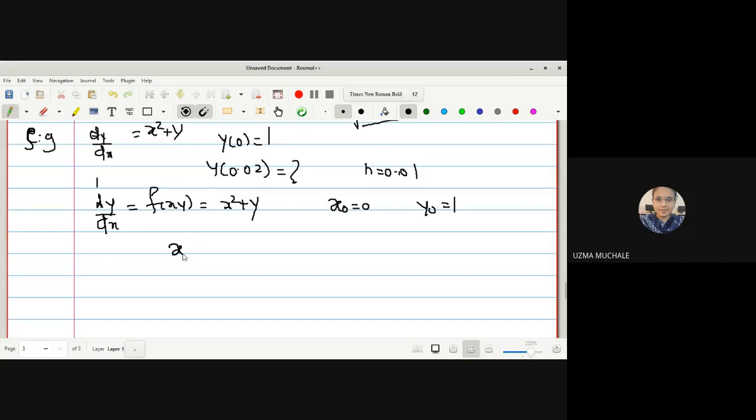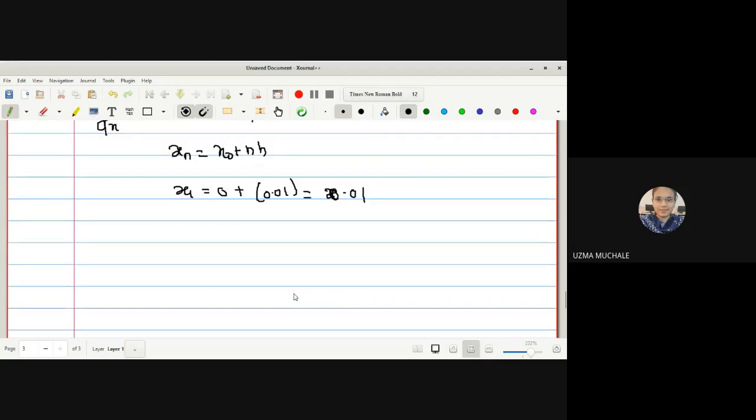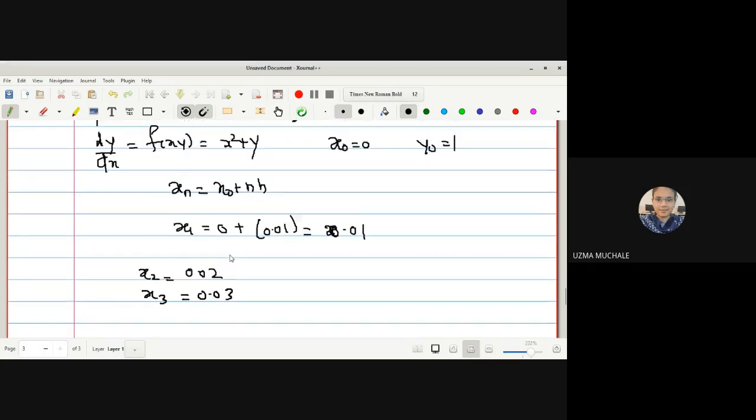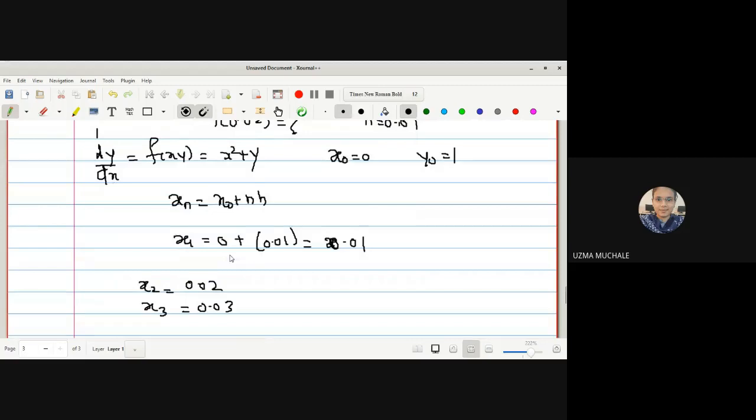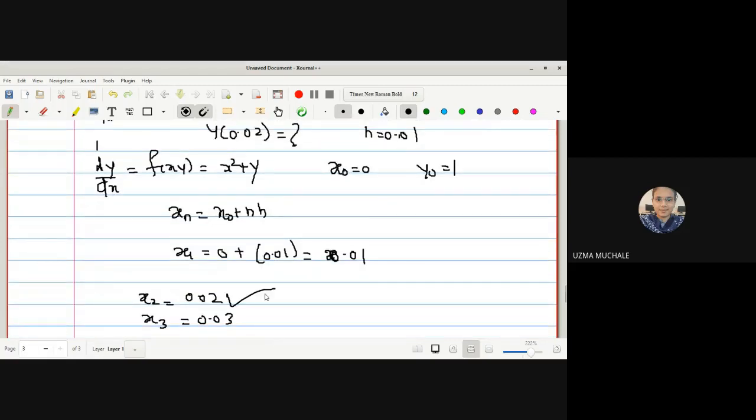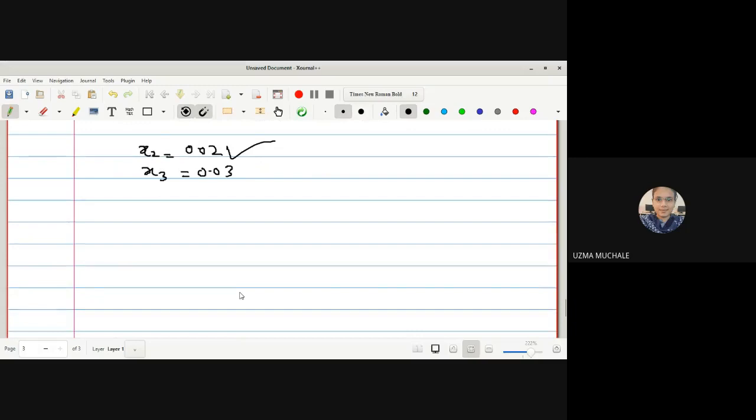Now first we will proceed to find out xn is equal to x naught plus n into h. What will be x1? x1 is 0 plus h, that is 0.01. So x2 is equal to 2 into 0.01, that is 0.02. What will be x3? 0.03, like that. And what we have to find out? Value of y we have to find out for 0.02. Up to x2 we have to find out.